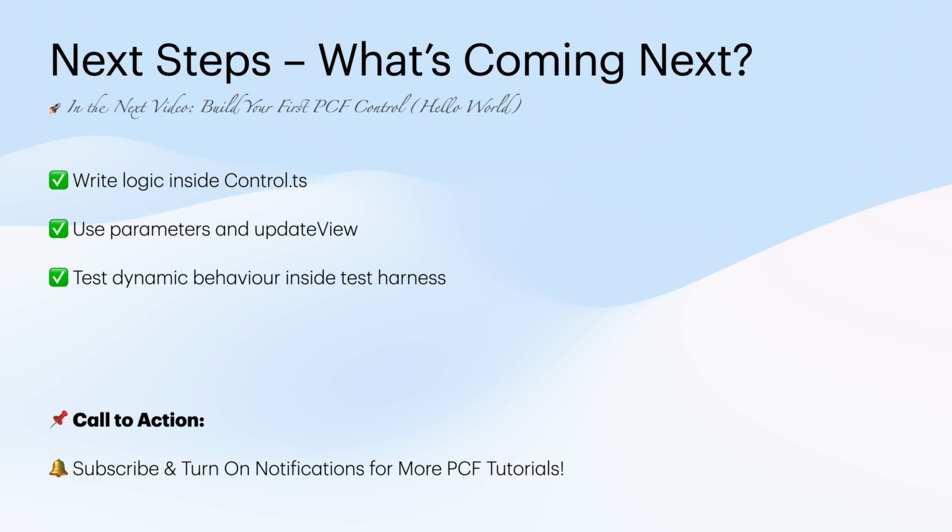In the next video, we will start adding logic to the control. We will write the UI and logic inside Control.tsx, or HelloWorld.tsx in our case. We will also learn how to use properties and implement updateView and simulate dynamic behavior inside the test harness. This is where your control goes from static to functional.